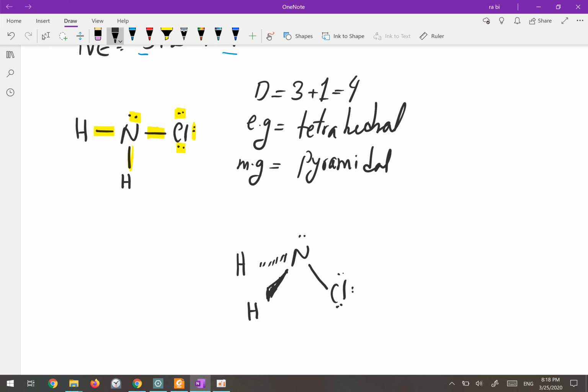Okay, now what would be the angle? For the pyramidal structure, the angle is less than 109.5, around 107. This is the approximate angle, not the exact angle. It's different from molecule to molecule, and it depends on the atoms that you have here.